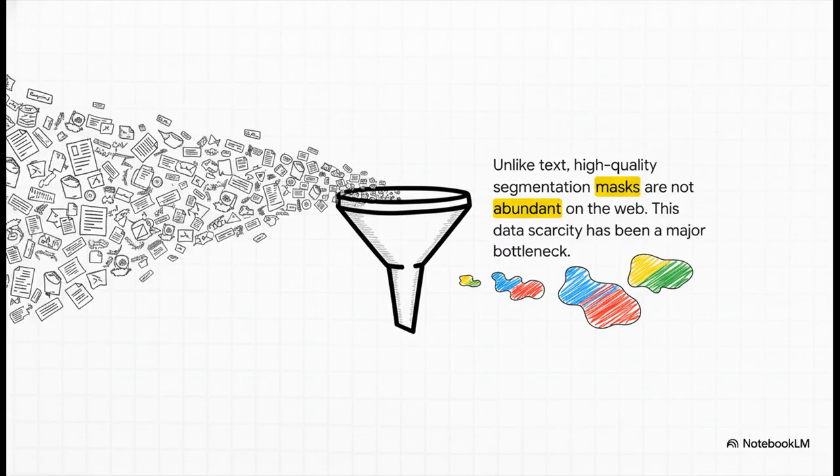So why? Why has this been so much harder for vision? Well, the answer is actually pretty simple. It all comes down to data. I mean, think about it. The internet is just packed with text data for NLP models to learn from, but it's not packed with billions of high-quality, pixel-perfect segmentation masks. And that basic lack of data has been the number one thing holding the entire field back.